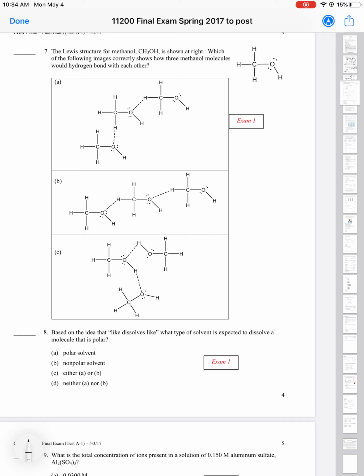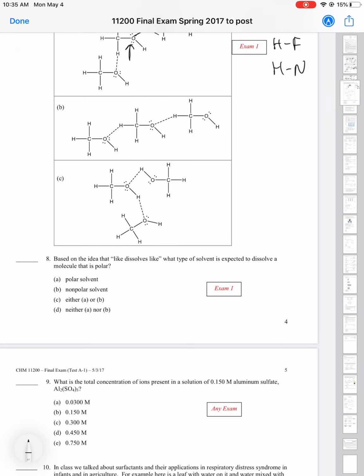The Lewis structure for methanol, which of the following images shows how they would hydrogen bond? Okay, so the first one, we have this oxygen, and it's hydrogen bonding with this hydrogen. Now this hydrogen is attached to a carbon. And remember, the hydrogen has to be attached to an oxygen, a fluorine, or a nitrogen for a hydrogen bond to form. So if it's attached to the carbon, that's not a hydrogen bond.